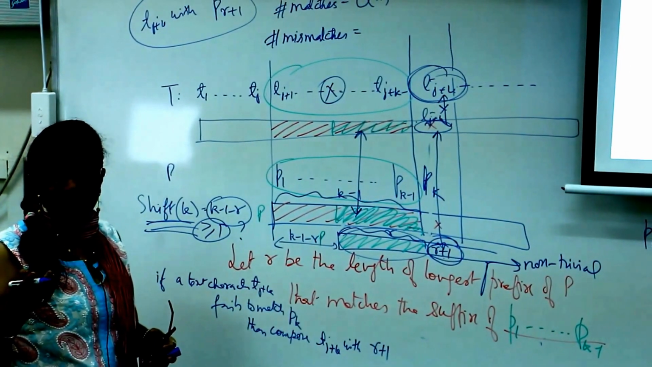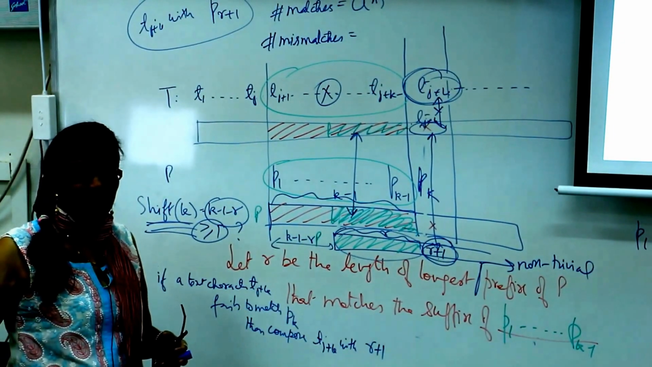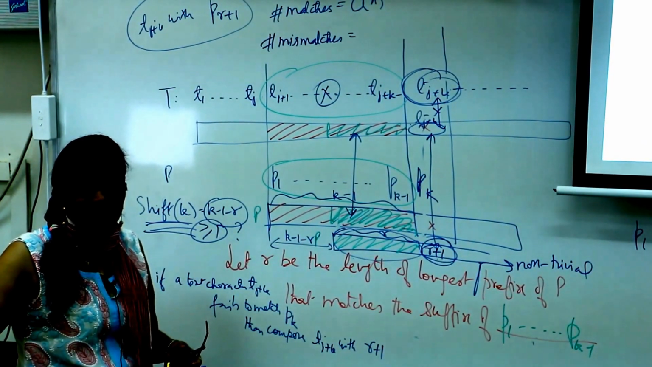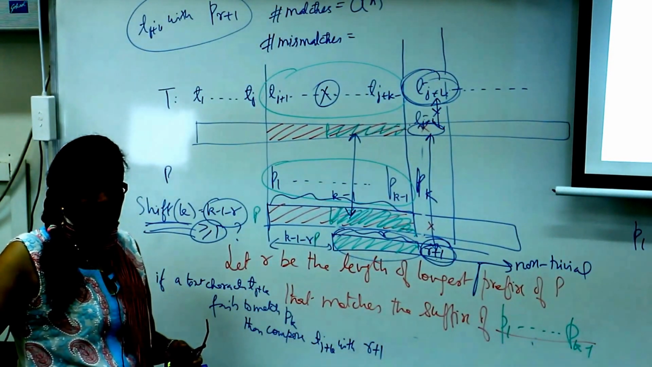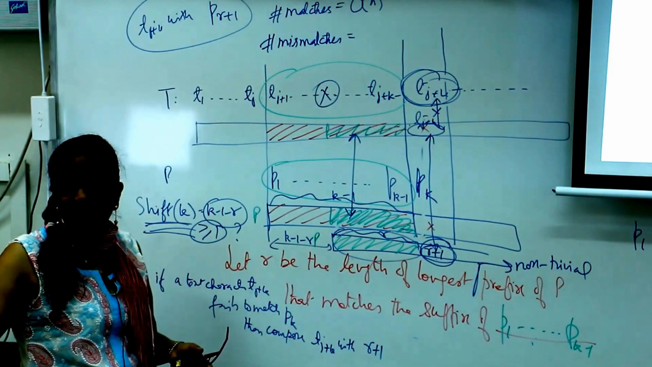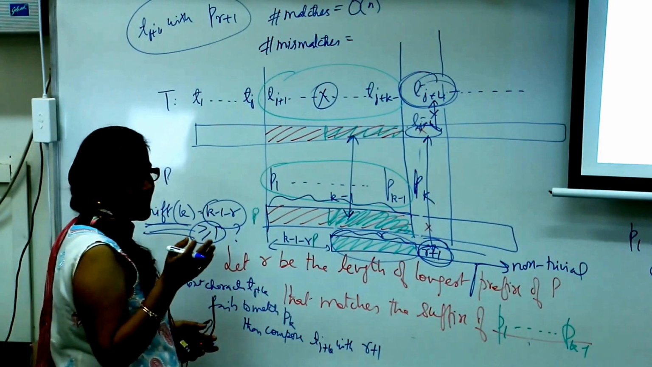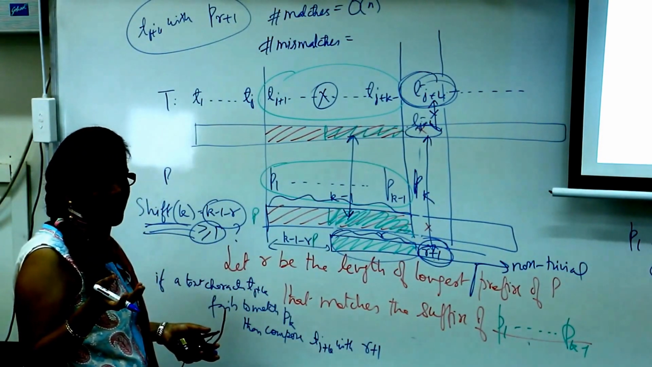For every mismatch we are sliding the pattern over the text at least by one position. How much can we shift? At most n times, right? How many times can I shift? At most n times. So I cannot have more than n mismatches.